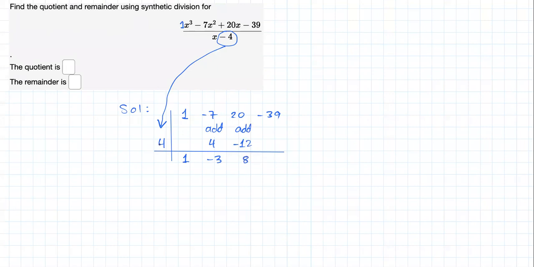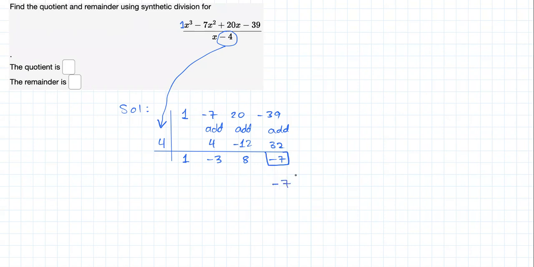8 times 4 again, 32. Right here. Add minus 39 plus 32, that is a negative 7, right? Now, immediately separate this last number from the rest. That is going to be your remainder.